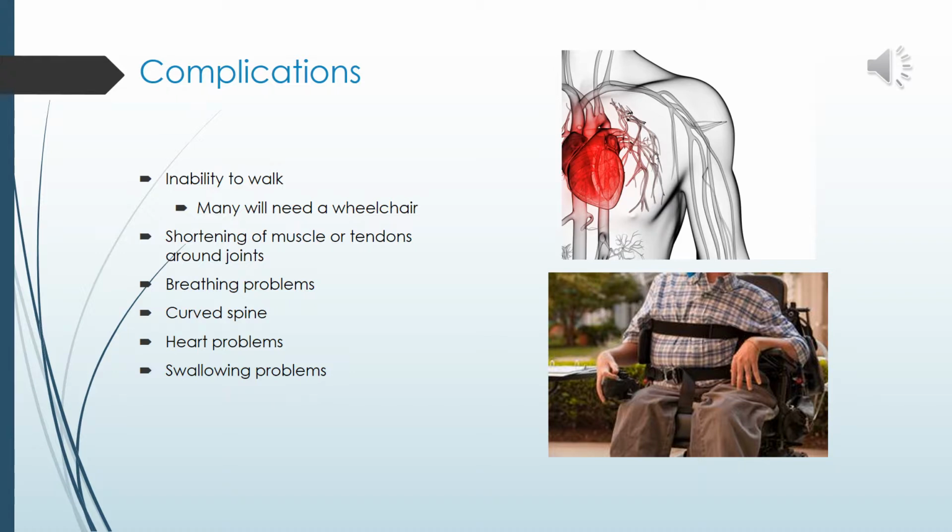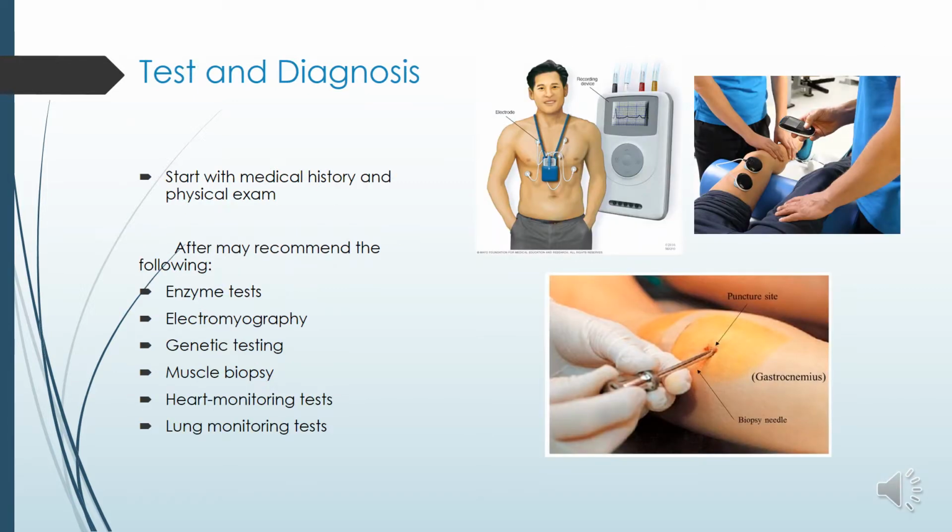Some of the complications are the inability to walk, so many will need a wheelchair to help them get around, shortening of muscles or tendons around their joints, breathing problems, a curved spine, and some have heart problems and swallowing problems.